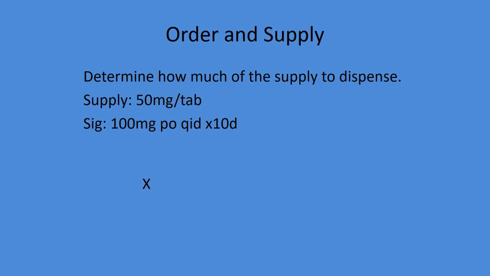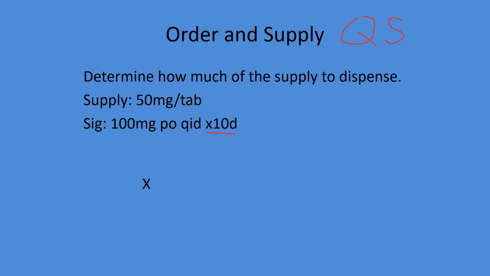Okay, now let's figure out how much of the supply to dispense for an entire drug regimen. So this is what's known as quantity sufficient. Give them enough quantity to last them, in this case, 10 days. So let's take a look at the order. So the SIG is the order. Per dose is 100 milligrams by mouth 4 times a day for 10 days.